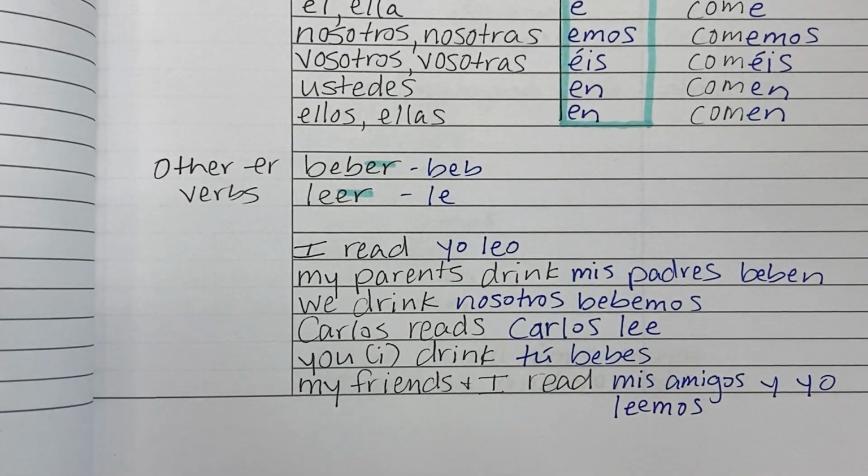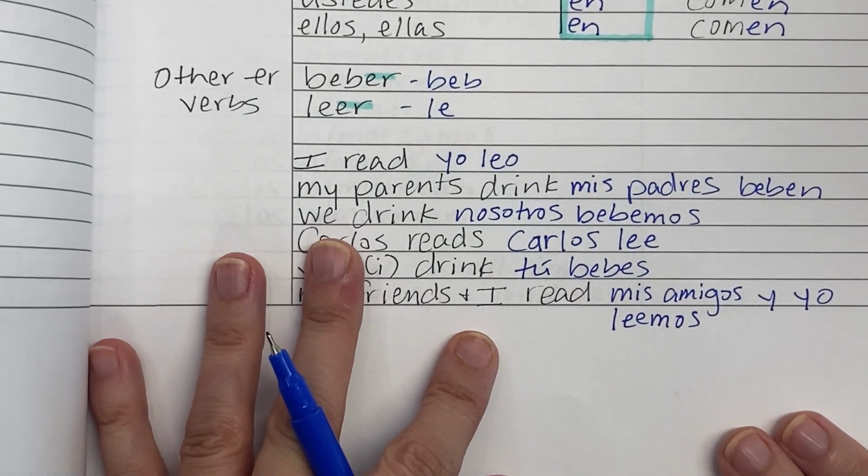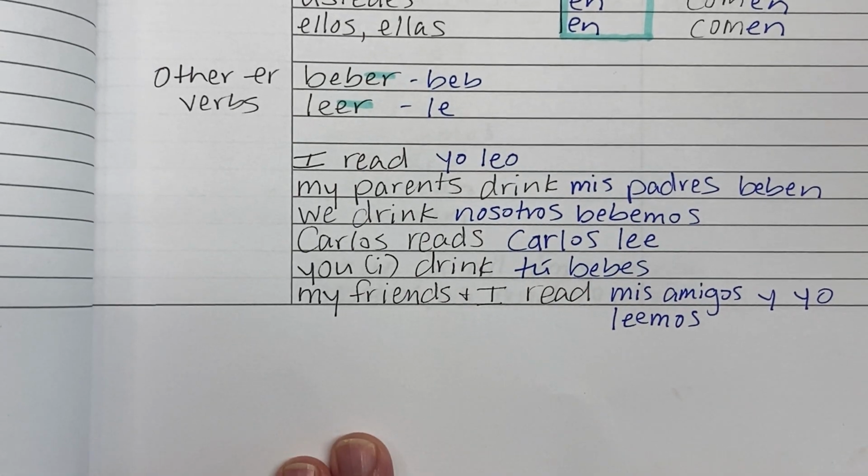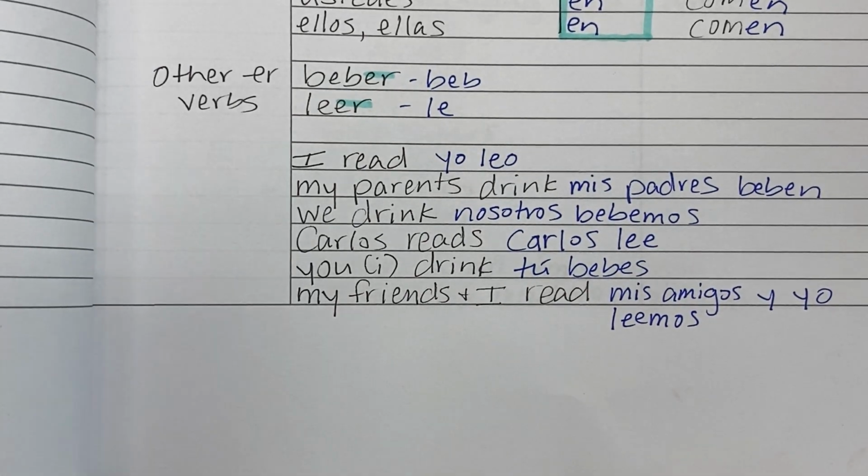Okay, so in this bottom section of your Cornell notes, write a summary of what you just learned about conjugating ER verbs in the present tense.